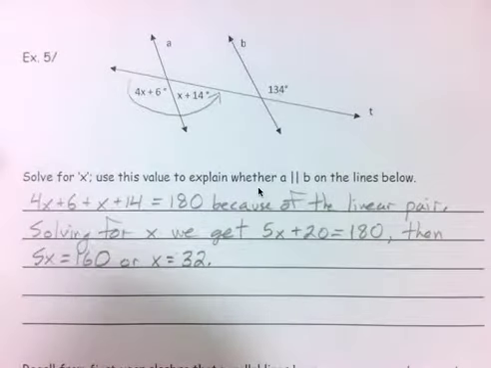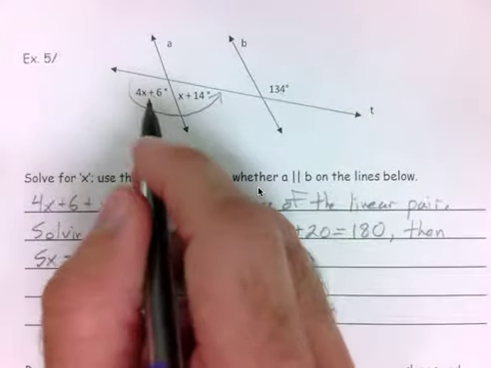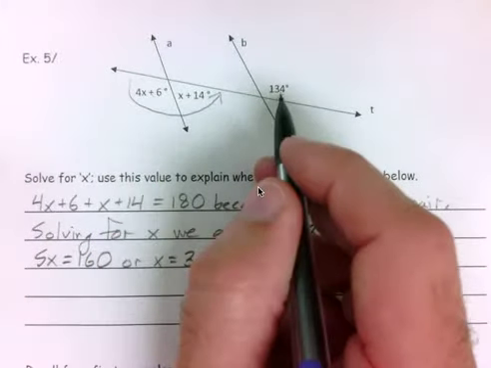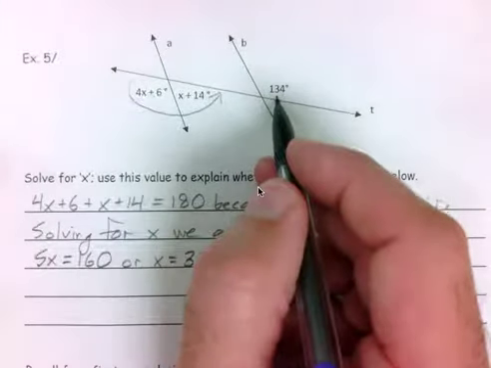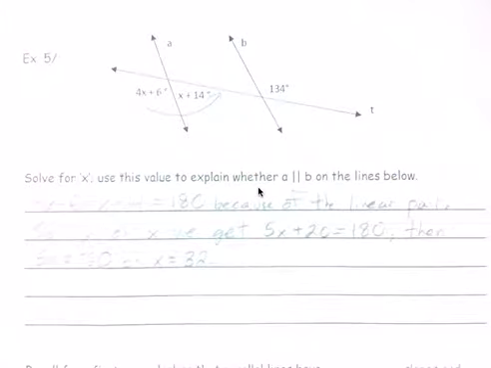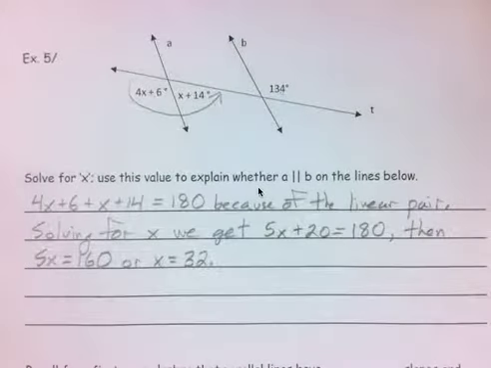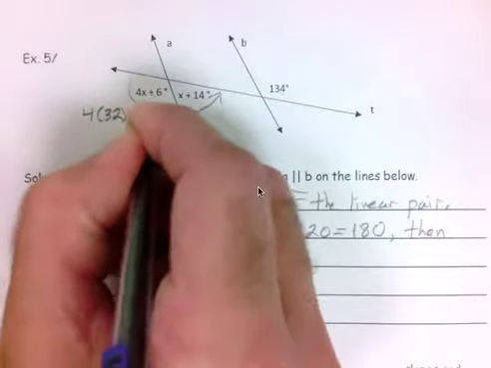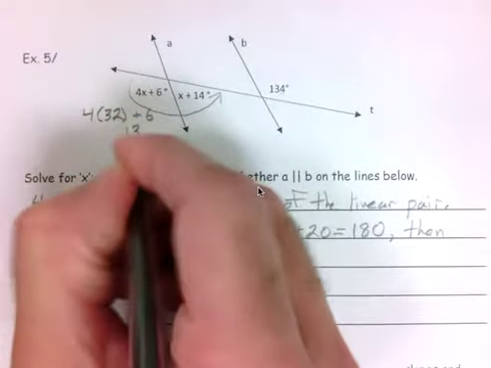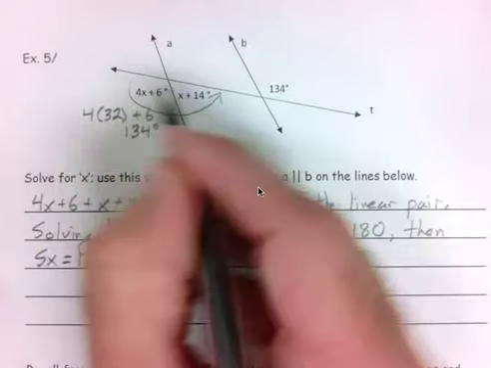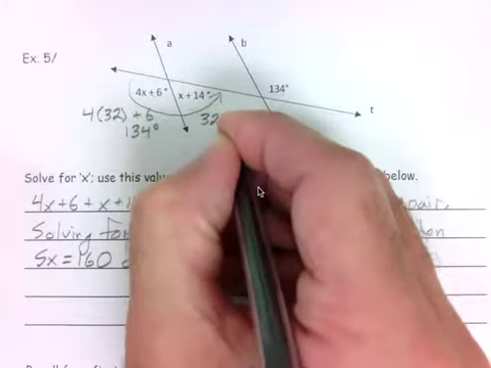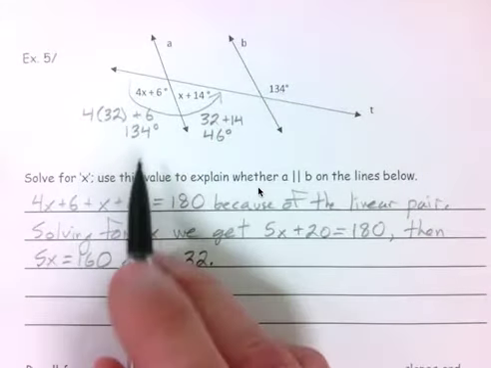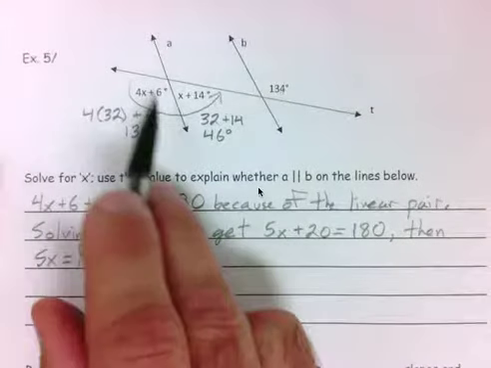Now, the reason that's so important is that I can substitute that back in to figure out what the actual measures of these angles are, and I can make a comparison with the 134 in order to make my decision about A and B. If you take 4 times 32 and add 6, you get a 134 degree angle right here. And if you take 32 plus 14, that gives you a 46 degree angle. We knew those two had to make 180 degrees when you add them because we have a linear pair.